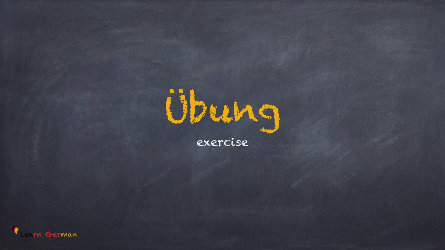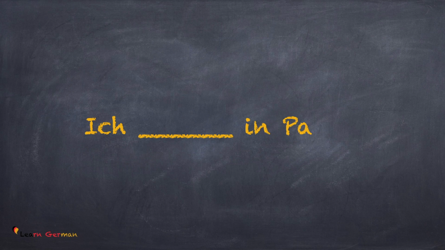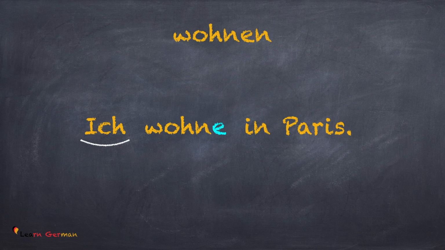Übung. Now let's see how much we've understood. You'll be seeing a sentence with a blank and the verb in the infinitive form. All you have to do is conjugate the verb according to the pronoun. Let's see how this can be done. The verb is wohnen and then you conjugate it with ich. You get wohne. Ich wohne in Paris.